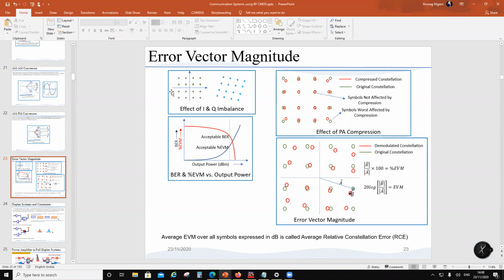Now instead of 16, I can also do 64. I can do 256. When I do 16, I am clubbing 4 bits together, so my symbol is 4 bits. So I have 16 bins, and each bin is allocated to a different symbol.